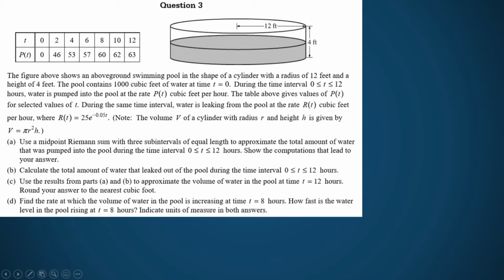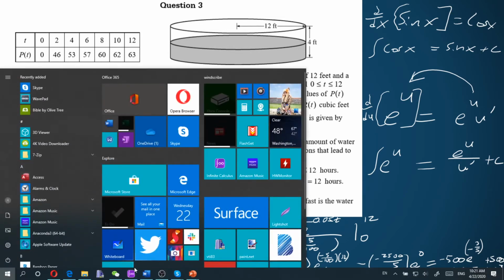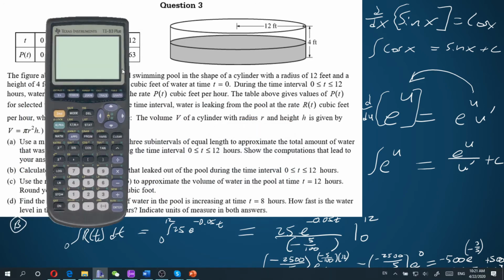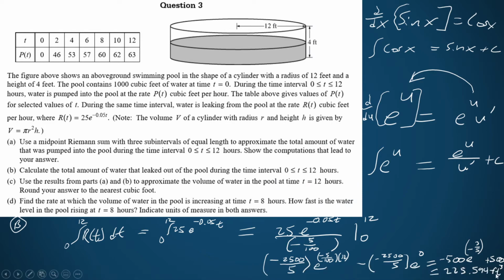Okay, double check really quick, but this is with the calculator. So we could just type in from this point. We'll double check while we're here. This is the integral from 0 to 12 of 25 e to the negative 0.05x. It is 225.594. Okay.